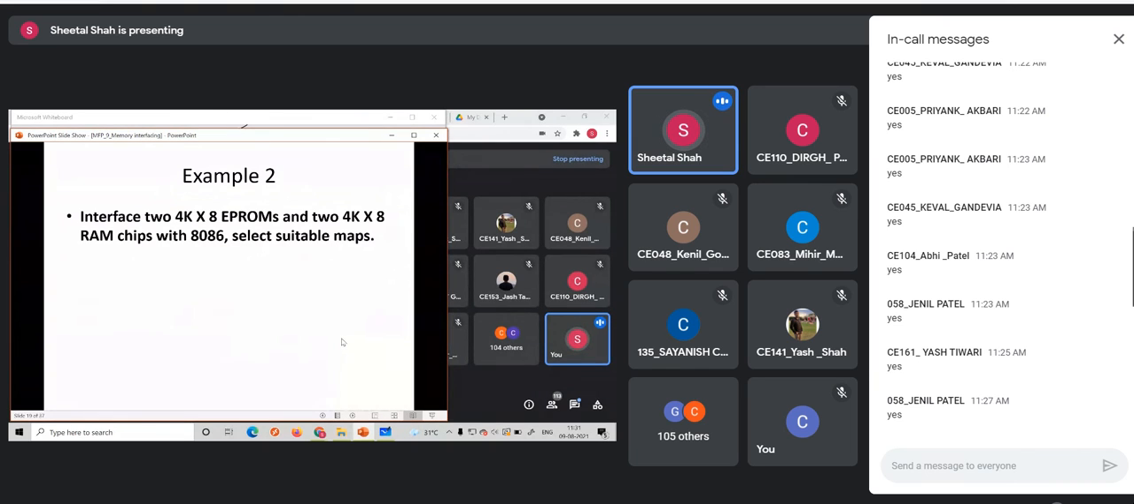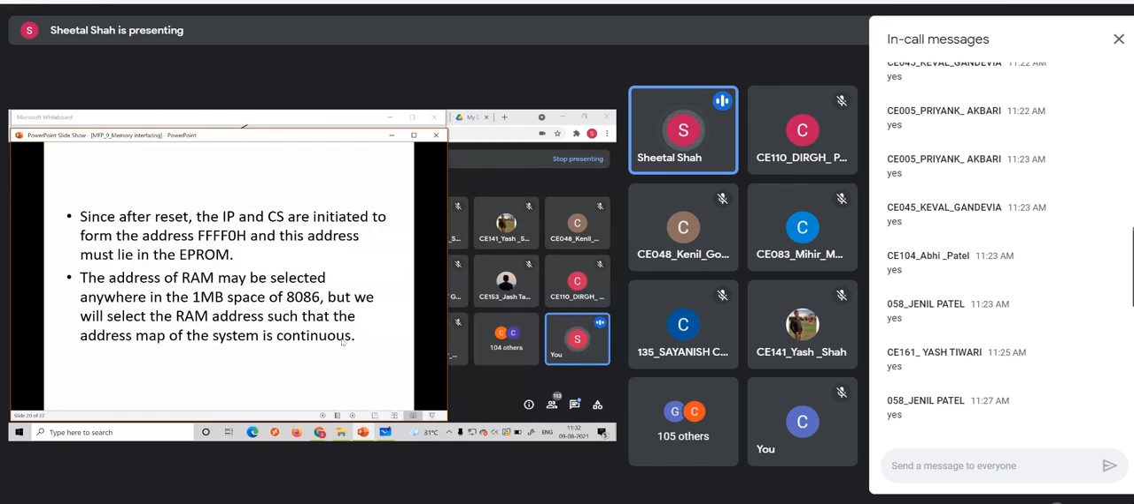So we'll see one more example. Interface two 4K by 8 EPROMs and two 4K by 8 RAM chips. So now we want a memory of two 4K by 8. That means an 8K by 8 EPROM should be there, as well as an 8K by 8 RAM should be there. That is our total memory capacity required. We have to show all the connections: how we make them, what address lines are required for each IC, and how these ICs would be selected. That we'll discuss.